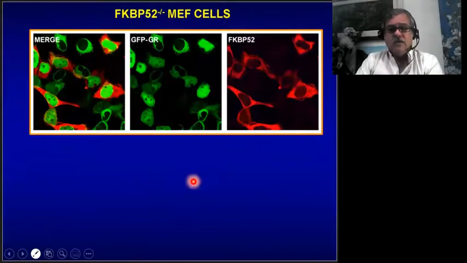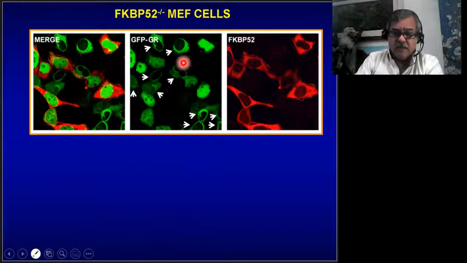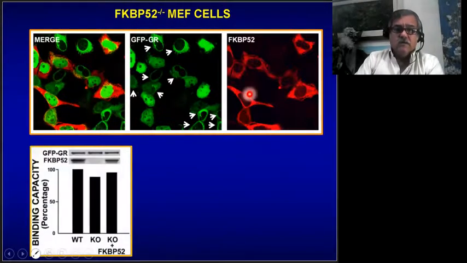GR nuclear translocation was then analyzed in FKBP52 knockout cells. Note that GFP-GR in green is still cytoplasmic in the presence of a steroid in cells where FKBP52 expression is abolished, whereas it is entirely nuclear in the red cells that represent FKBP52 reintroduced by transfection. It is not due to failure in steroid binding, as it is shown here.